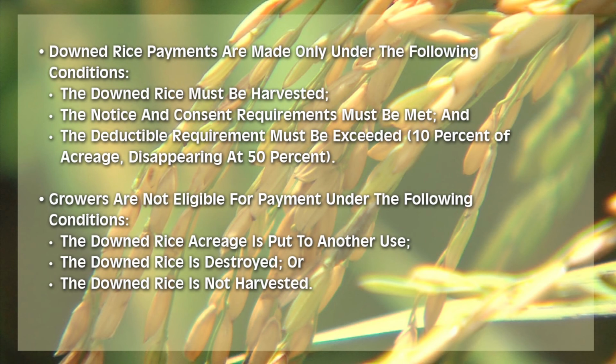Downed rice payments are made only under the following conditions. The downed rice must be harvested, the notice and consent requirements must be met, and the deductible requirement must be exceeded, 10% of acreage disappearing at 50%. Growers are not eligible for payment under the following conditions. The downed rice acreage is put to another use, the downed rice is destroyed, or the downed rice is not harvested.